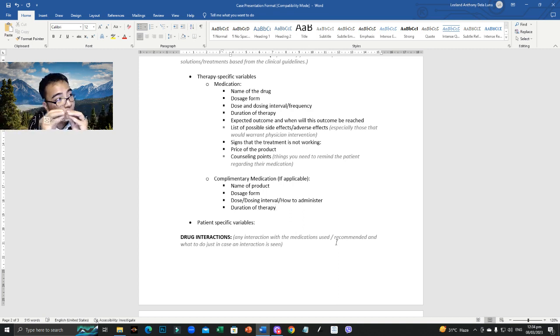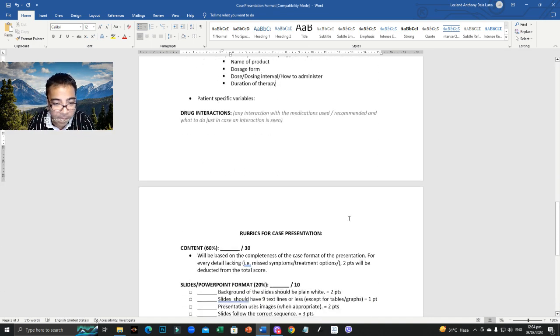Right? Should I space the treatment? Okay, like space for 5 hours each? Okay, kailangan ko bang bawasan ang dose ng isang gamot? Right? And depende na sa inyo to. Right? On what to do with the drug interaction.